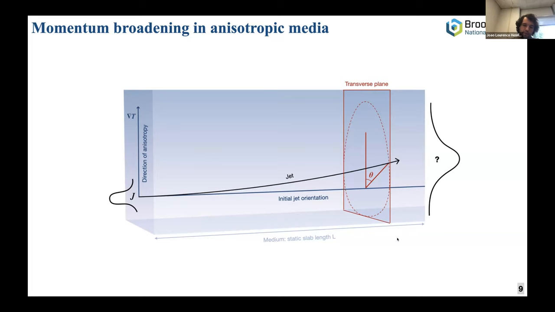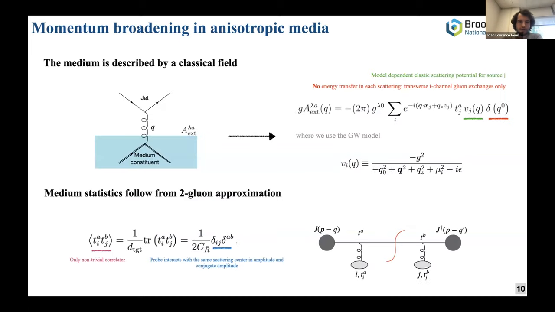And then the medium is assumed to have some finite length. And then what you want to know is, starting from this distribution, what is the final distribution in momentum of this particle? And in particular, this will be described by some angle, which tells you essentially if this distribution is isotropic or not. So in the usual case where this distribution is evolving in an isotropic plasma, there is no dependence on this angle. Okay, so before giving you some picture of how this calculation is done, let me just describe to you how we treat the medium.